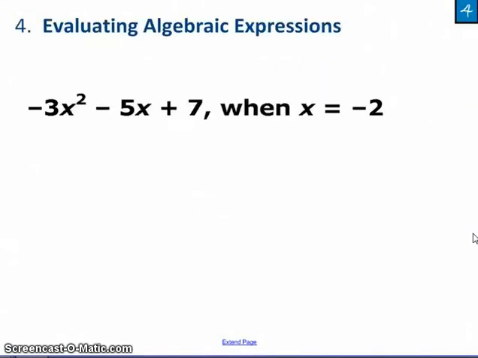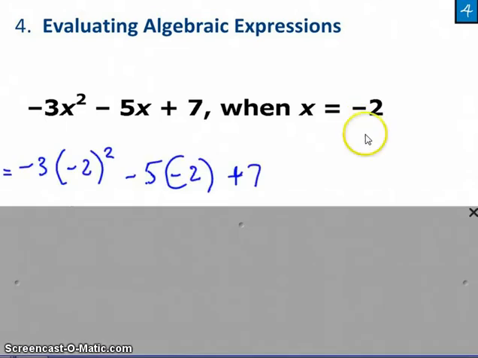Let's move on to number 4, and this is probably the last topic that we'll cover in this video, and then we'll continue in a second one. Negative 3x squared minus 5x plus 7 when x equals negative 2. Well, first thing to do is simply to substitute that negative 2 in where we see x.